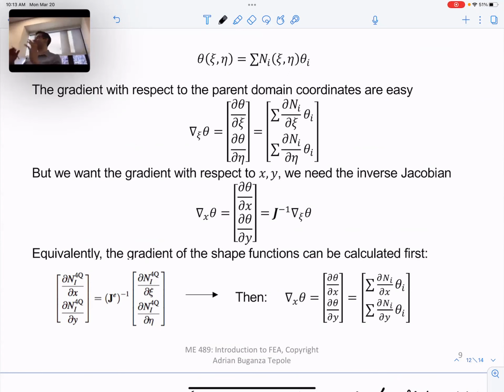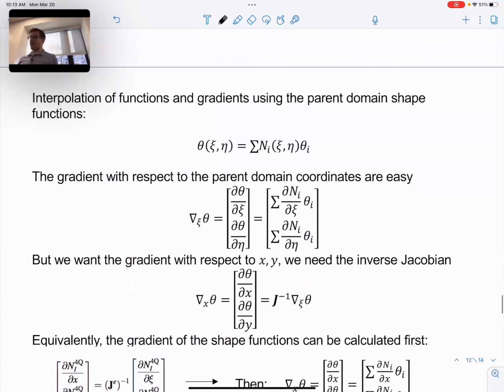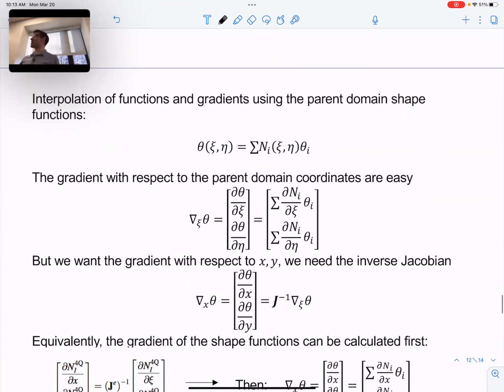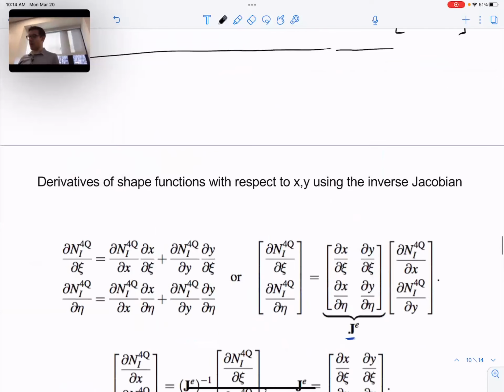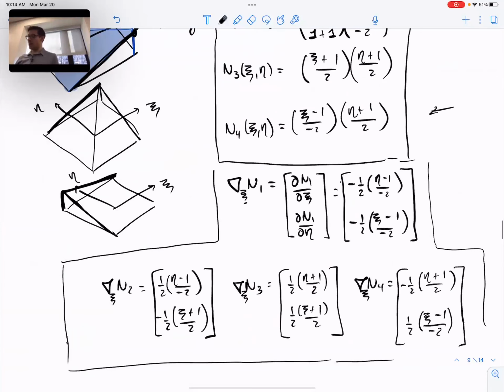If you have any other shape, as long as you have the shape functions and the derivatives with respect to psi and eta, then you know the Jacobian and the inverse of the Jacobian, using the inverse of the Jacobian to go from the gradients with respect to psi to gradients with respect to x. All of that looks the same. So really the only thing that changes is what the shape functions look like. If you go from triangles to quadrilaterals, that's the only change.